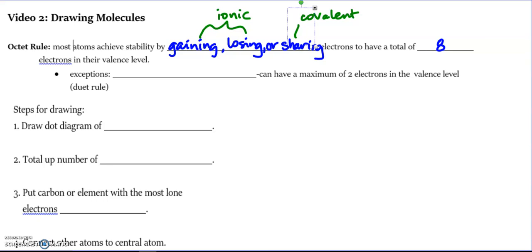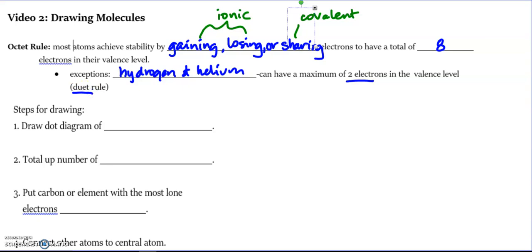Some exceptions to this are hydrogen and helium. Because they only have electrons in that first energy level, they can only have a maximum of 2 electrons. So instead of the octet rule, which means 8, they have what's called the duet rule, which means 2.